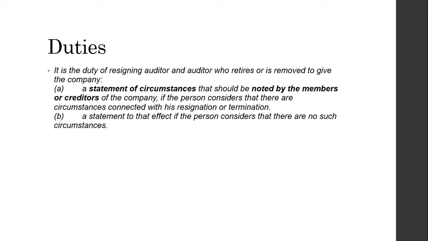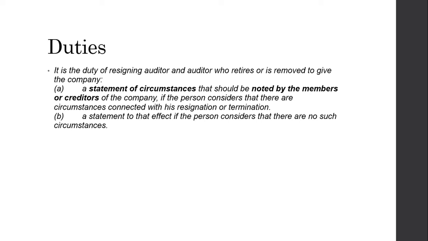What are the duties of an auditor? It is the duty of a resigning auditor, an auditor who retires or is removed, to give the company a statement of circumstances that should be noted by the members or creditors of the company if the person considers that there are circumstances connected with his resignation or termination. So at one point, the auditor can actually resign because there are reasons connected to his resignation or termination. So this should be undertaken with a statement of circumstances.